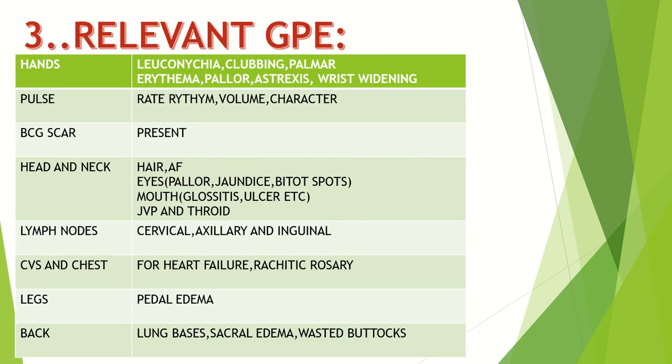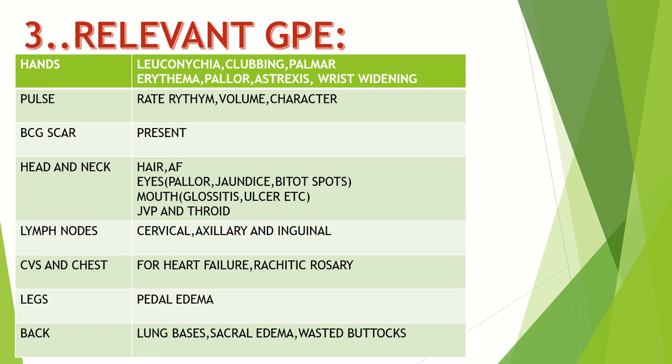Now after the first step, that was the general look, the second step was abdominal exam. Now the third step, that is the relevant GPE. In relevant GPE, start from the hands, look for any leukonychia, paronychia, clubbing, palmar erythema, pallor, asterixis, wrist widening. Then find the pulse, see the rate, the rhythm, volume and character. Then see the BCG scar, if it is present or absent.